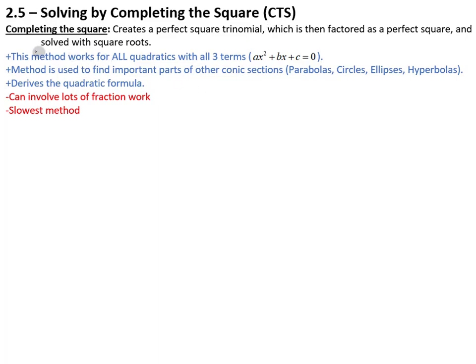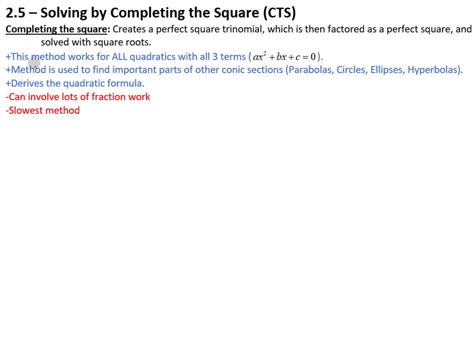All right, guys, today we're going to be talking about completing the square, how to solve quadratics by completing the square. Okay, so completing the square, this process involves creating a perfect square trinomial, which is then factored as a perfect square. So we get that nice quantity squared like we saw with our solving with square roots method. And then we finish solving with square roots.